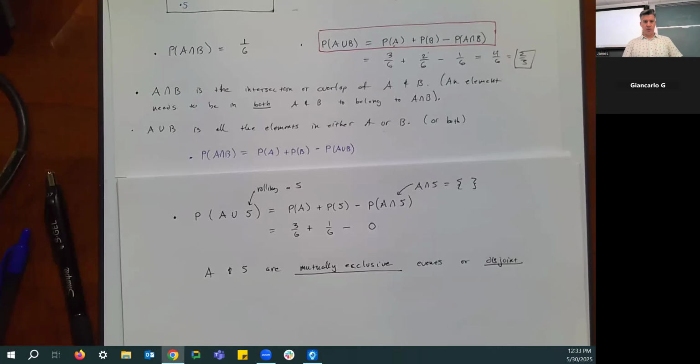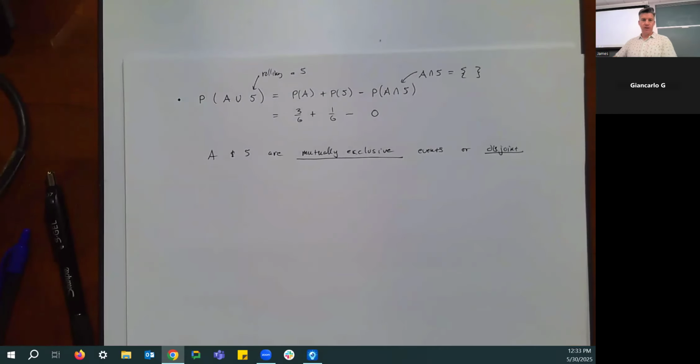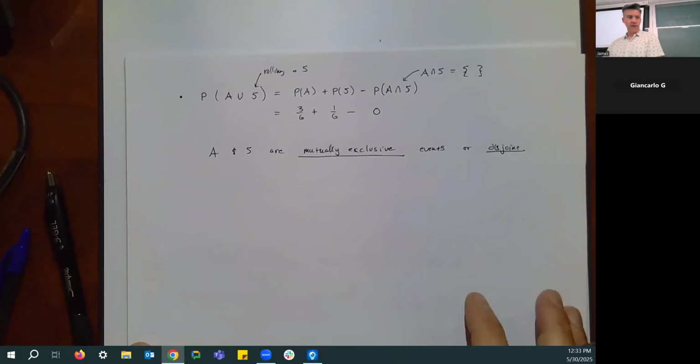Let's look at a few more examples and then we'll start talking about conditional probability, because that's where things really get interesting. So let's look at the following thing.